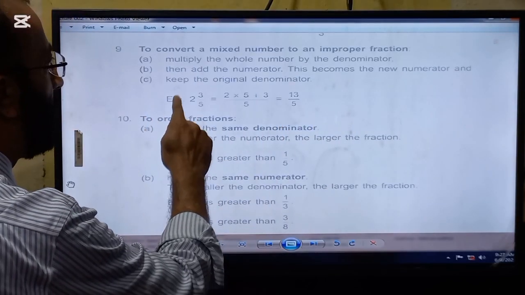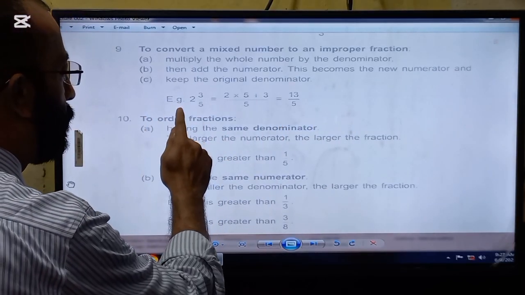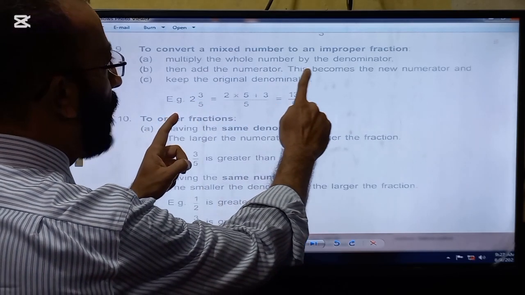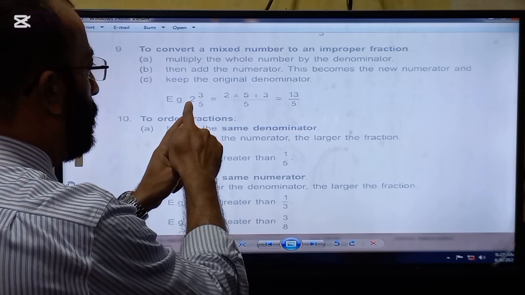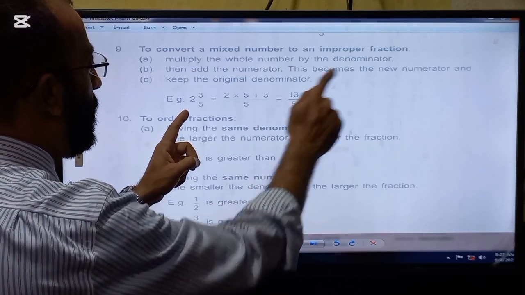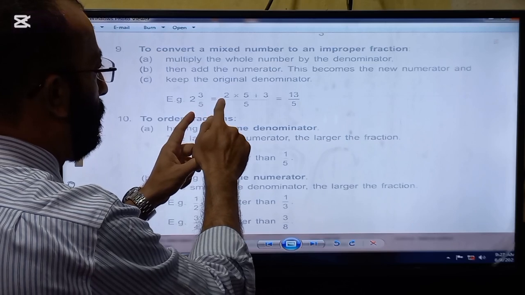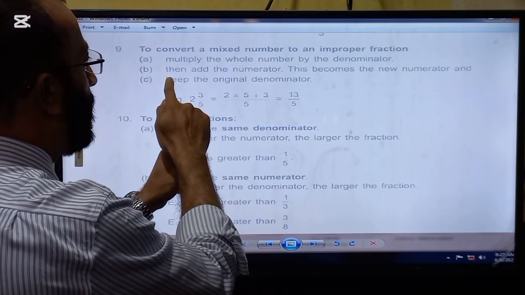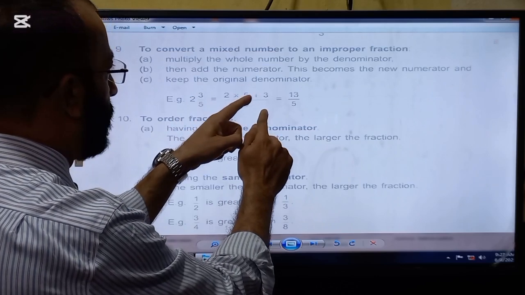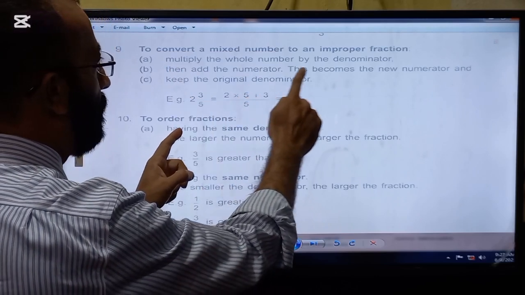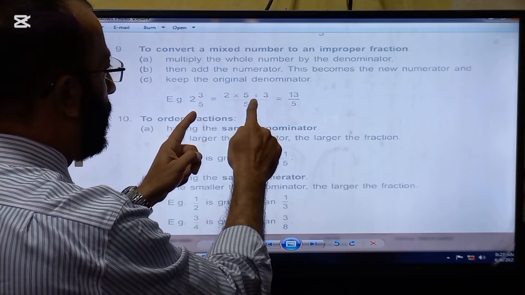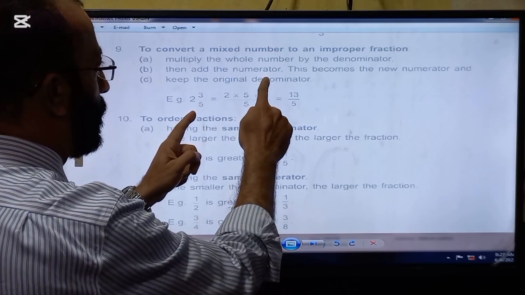For example, here is a mixed number, that is 2 whole number 3 by 5. So first multiply the whole number by the denominator. Look here, 2 5s are... So we are multiplying the whole number by the denominator, so 2 multiplied by 5. Next step is then add the numerator, so plus 3. So the first step is multiply the whole number by the denominator, that is 2 multiplied by 5, plus 3. The next step is add the numerator.